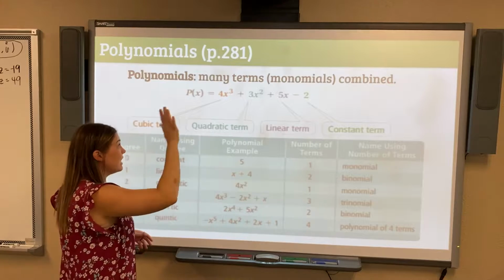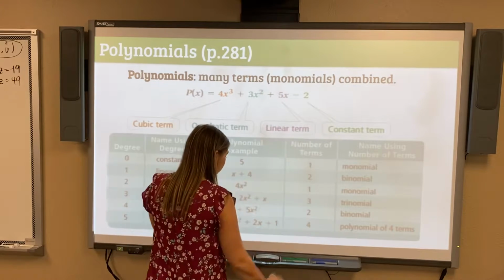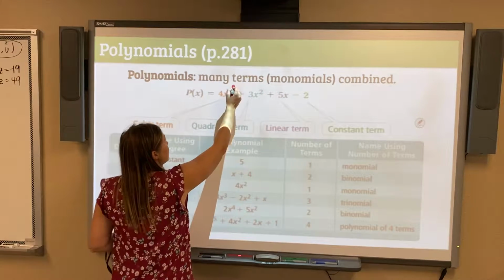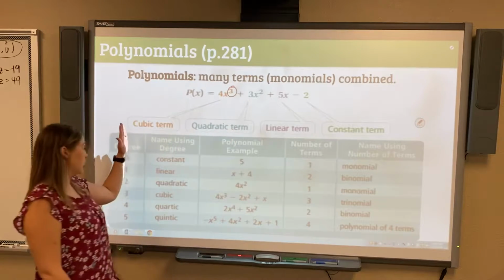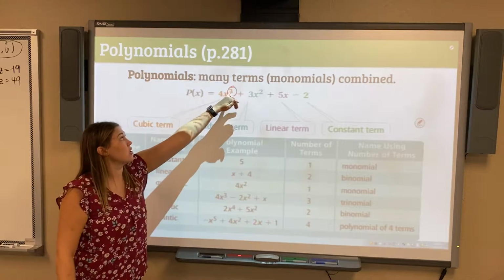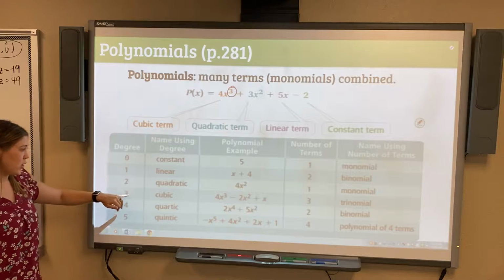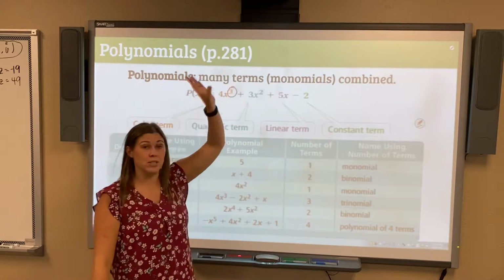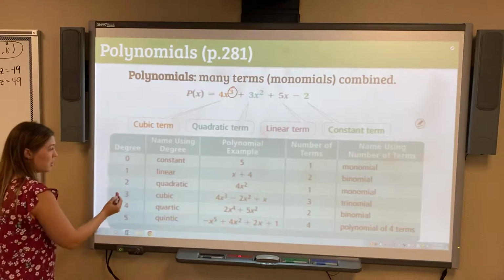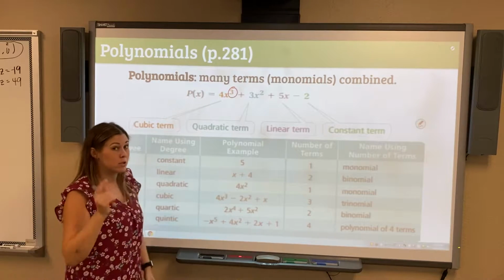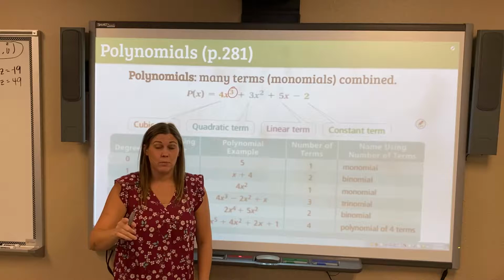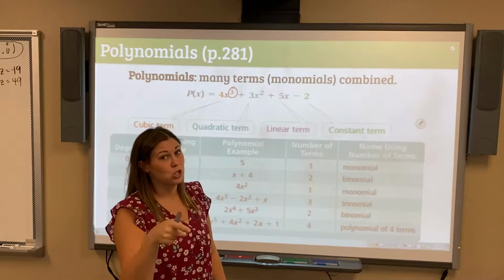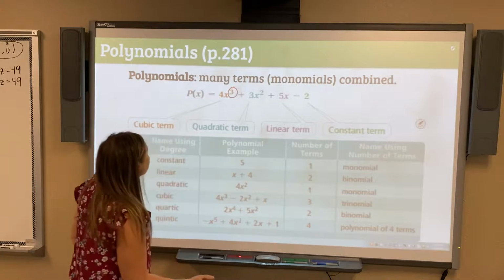After it's written in standard form, we look at our highest exponent, and that tells us our degree. This degree is a 3, so it is a cubic. If our highest exponent is a 2, it's a quadratic, which is what we talked about in chapter 2. Remember, the little 2 makes a U.